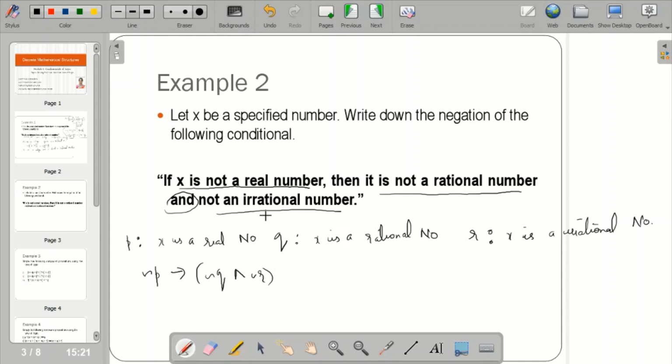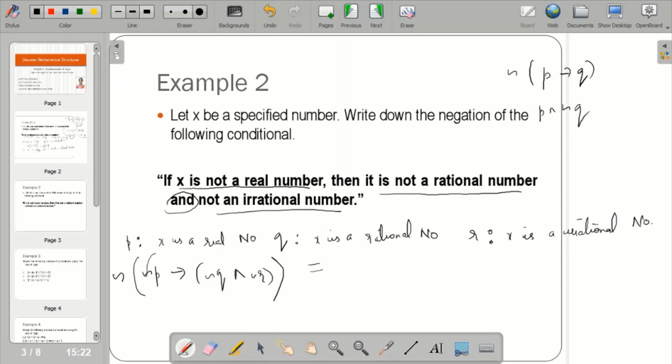Now for this, let x be a specified number. Write down the negation of the following conditional. So for this entire expression you should apply the negation. So what will it be? You know the formula. Negation of this conditional will be in terms of, we'll write over here. What is the formula for negation of something like p conditional q? What is the formula for this? It is nothing but p and negation of q. P and negation of q.